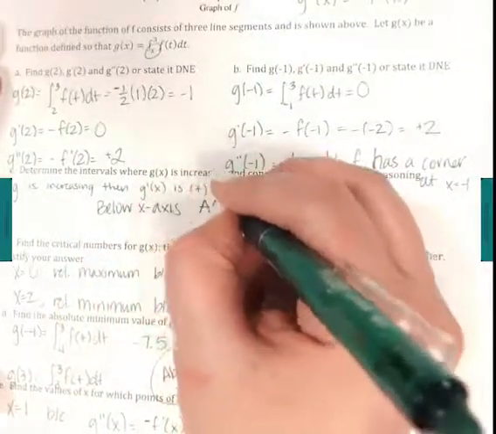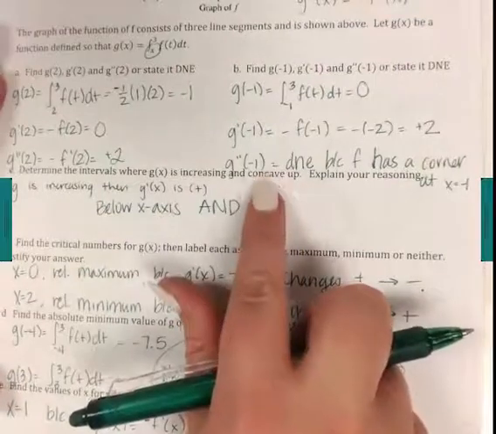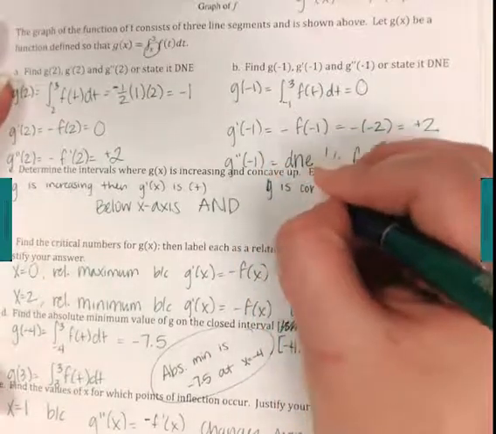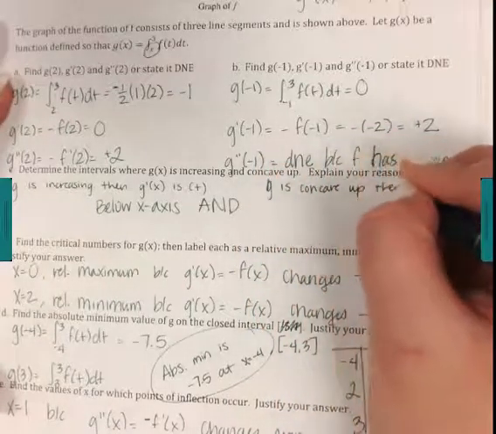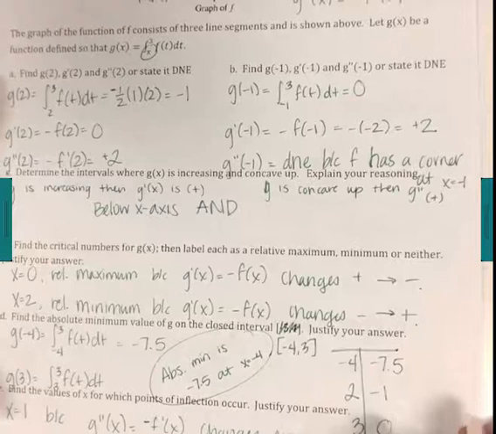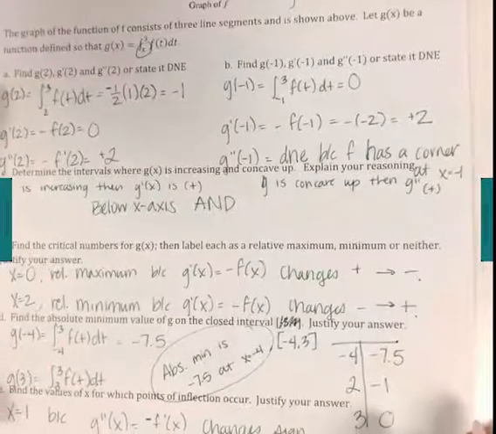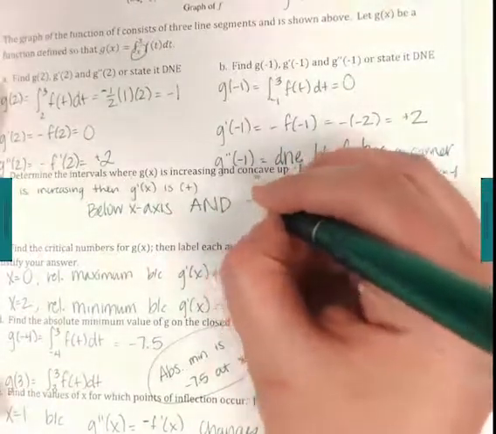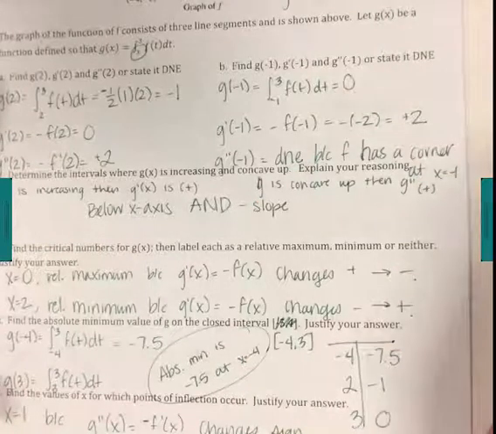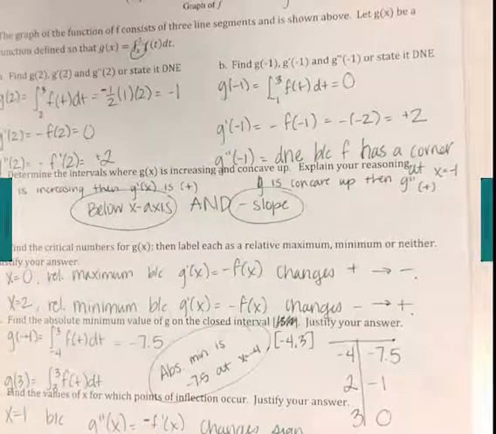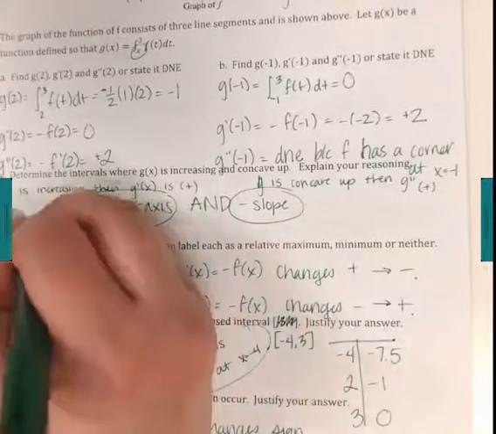Okay, and what else do I need the graph to be? Concave up. Okay, so if I want G to be concave up, then G double prime needs to be positive. If G double prime is going to be positive, what do I need the slope of F to be? Okay, and I need a negative slope. So look at your graph. When am I both below the x-axis and I have a negative slope? I don't only want one, I need both. 2 to 3.